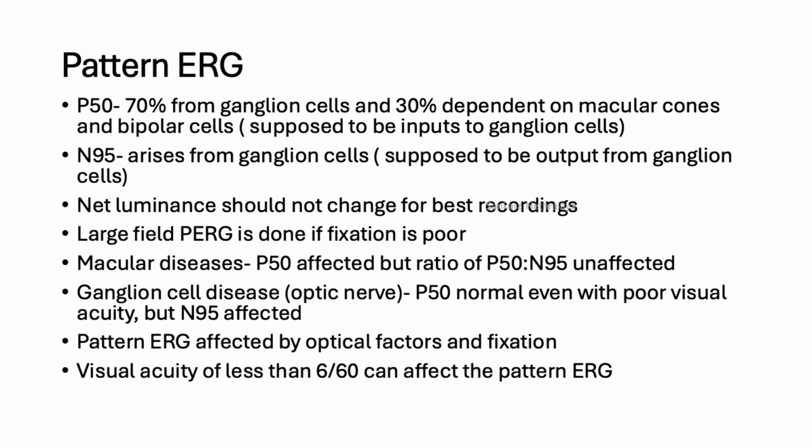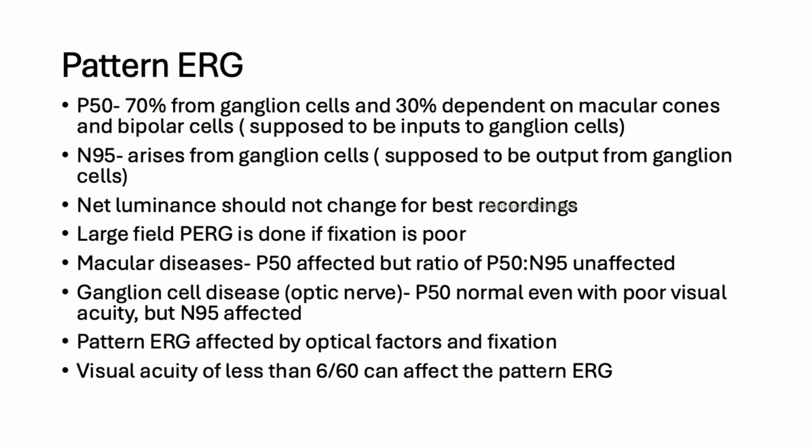contributed mainly from ganglion cells, not from the bipolar cells, not from the photoreceptors. They are from the ganglion cells, that is the third neuron, right? So in general, they believe that 70% of the stimulus comes from the ganglion cell and the rest is dependent on the macular cones, but not directly recorded from the macular cones. This is the belief, right? A little confusing statement, but what I want you to understand is that it's basically a ganglion cell recording.